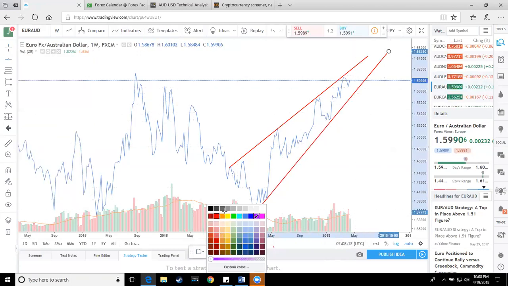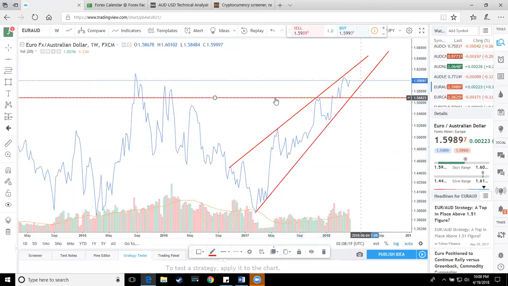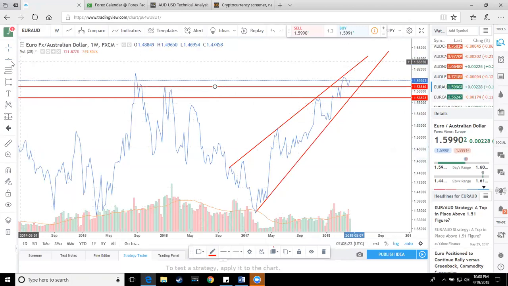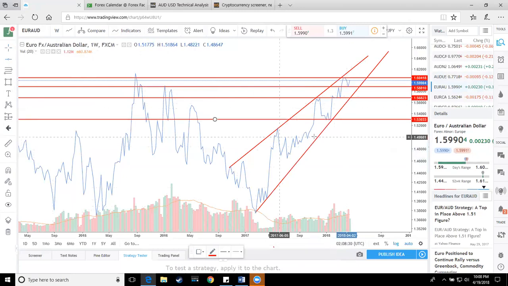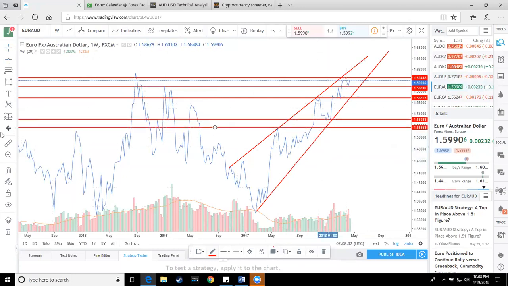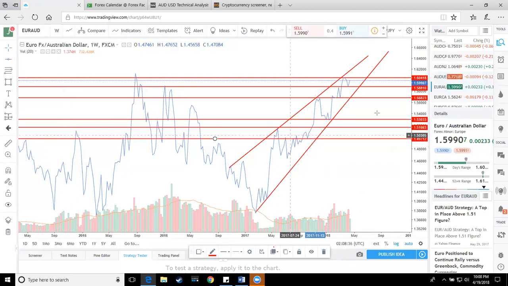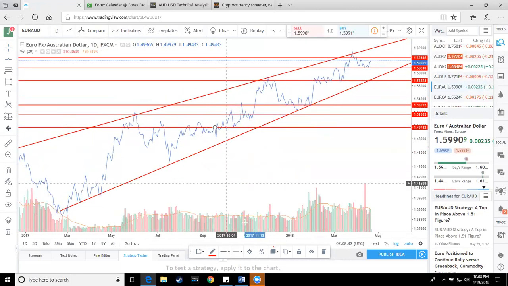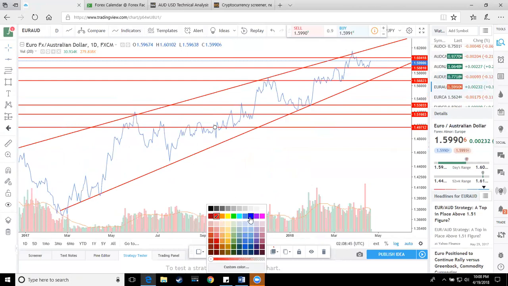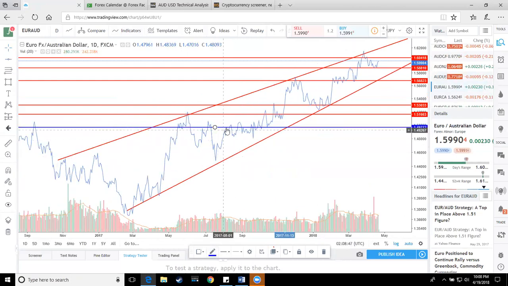Make sure this is switched to red. And it's just little tedious work. It doesn't really make too much of a difference yet. Coming through here. Switch over to my day chart. Switch that color to blue.